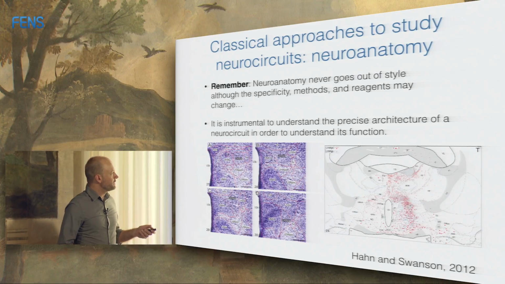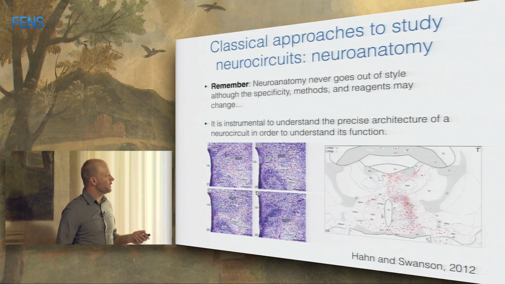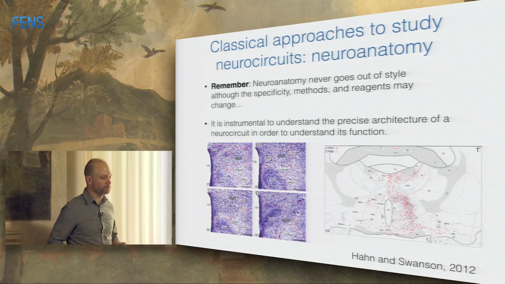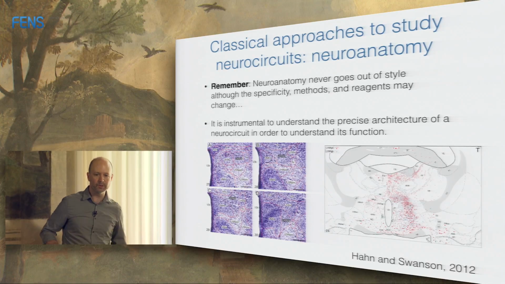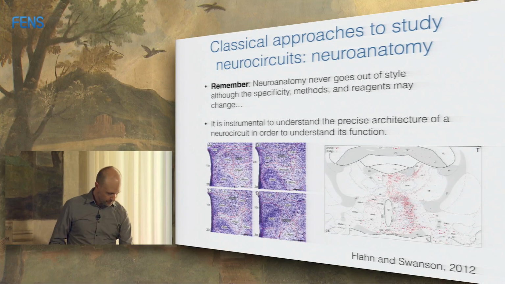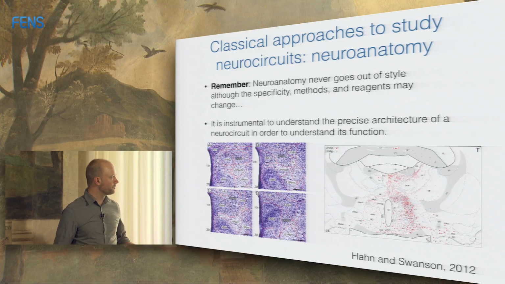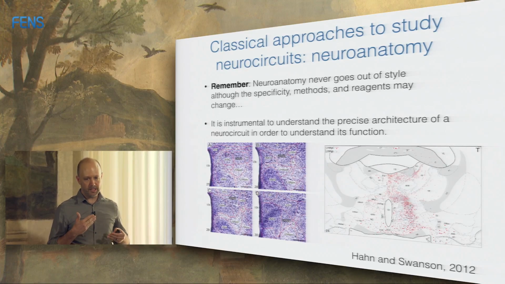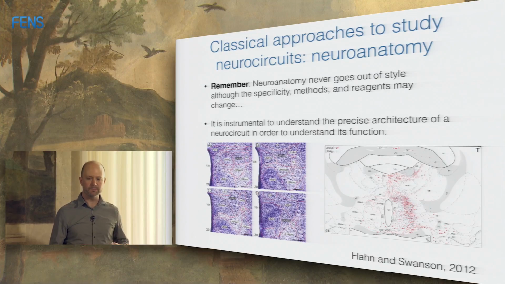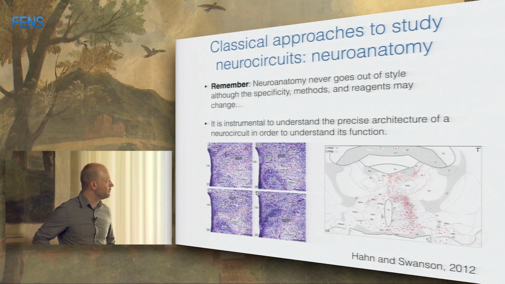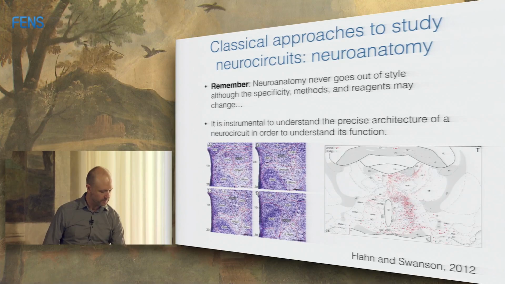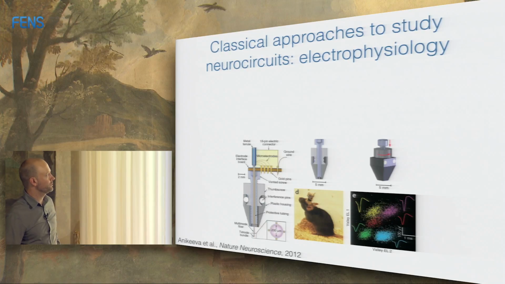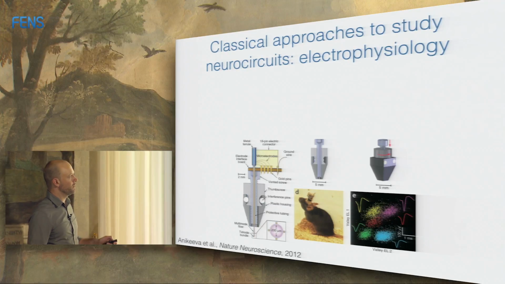And this is basically just what I said: it's really important to understand this precise neurocircuit architecture to understand its function. These things are so interrelated that, in my view, you really can't have one without the other. And so we'll talk about modern spins on neuroanatomy, new approaches that can now be leveraged to provide even more specificity to understanding anatomical connections between cells.